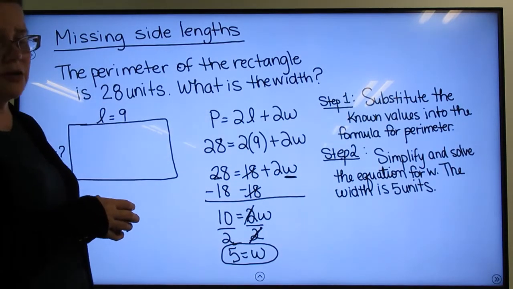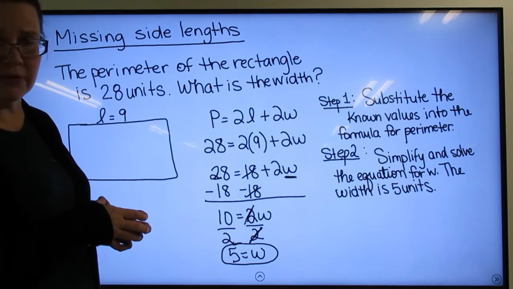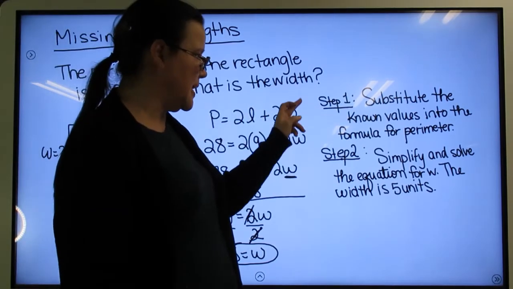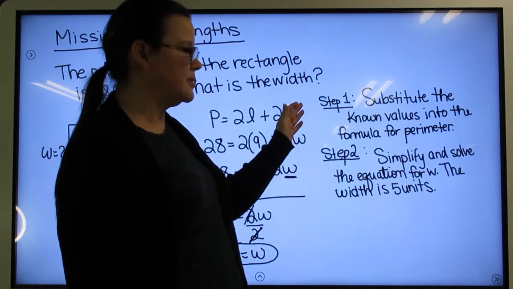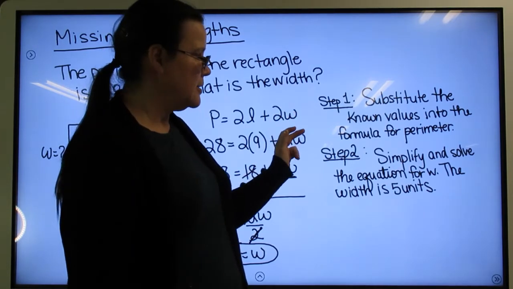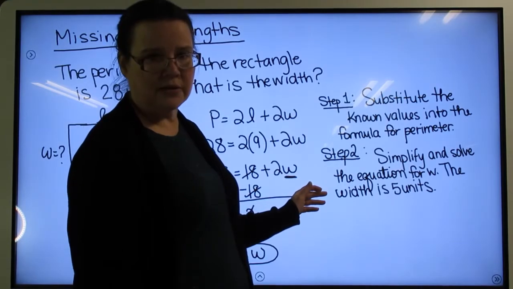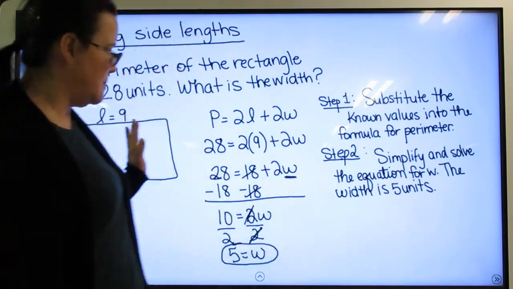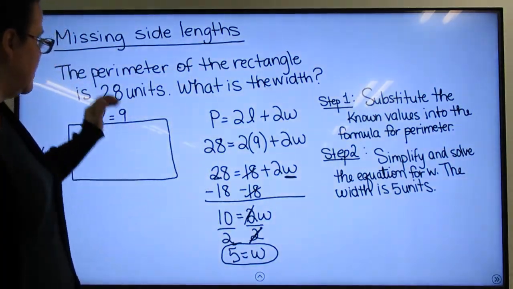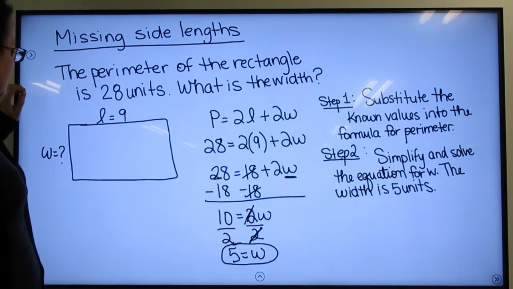Now your test is all multiple choice, so your answer is going to be in front of you. I wrote some steps down. Substitute the known values into the formula for the perimeter. Simplify and solve the equation for the W. The width is 5 units. So there you have it. Step by step, all written out. This would be the question that they would give you on the test.